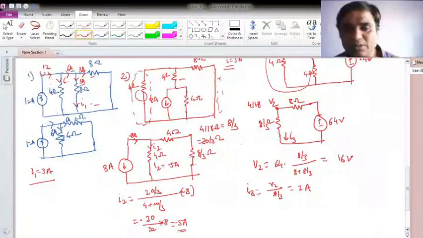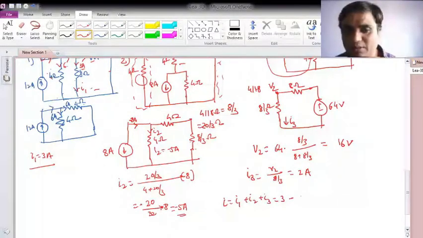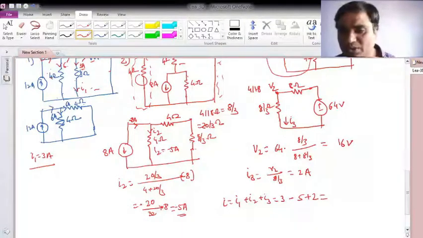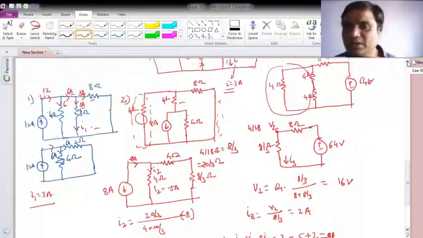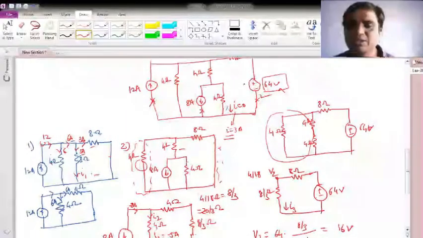Now I have everything, I1, I2, I3, and what will be my resultant current? Resultant current will be I1 plus I2 plus I3. So I1 is 3, I2 is minus 5, plus I3 is 2. So the resultant is 0 ampere. Wow, surprised. Okay. So yeah, current may be 0, doesn't matter. Okay. So what is this current? This current is 0 ampere.